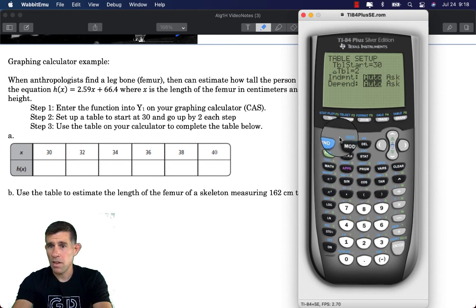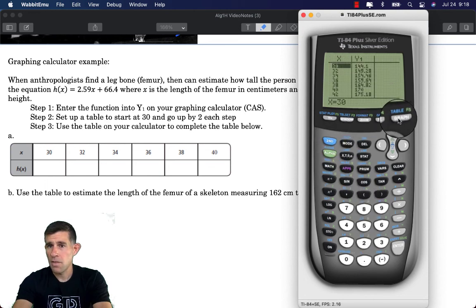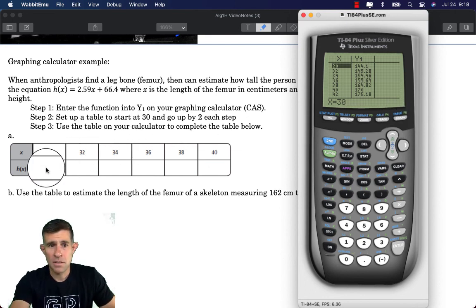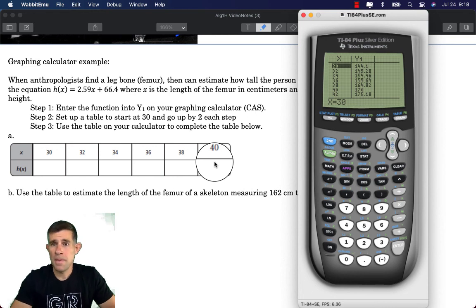Now, when we press second function, graph, that will take us to our table, and you'll notice that it starts at 30 and goes up in increments of 2. So we can copy down here into our table 30, 144.1, 32, 149.28, 34, 36, 38, 40, so on and so forth. Take a second to do that, and then we're going to answer part B.